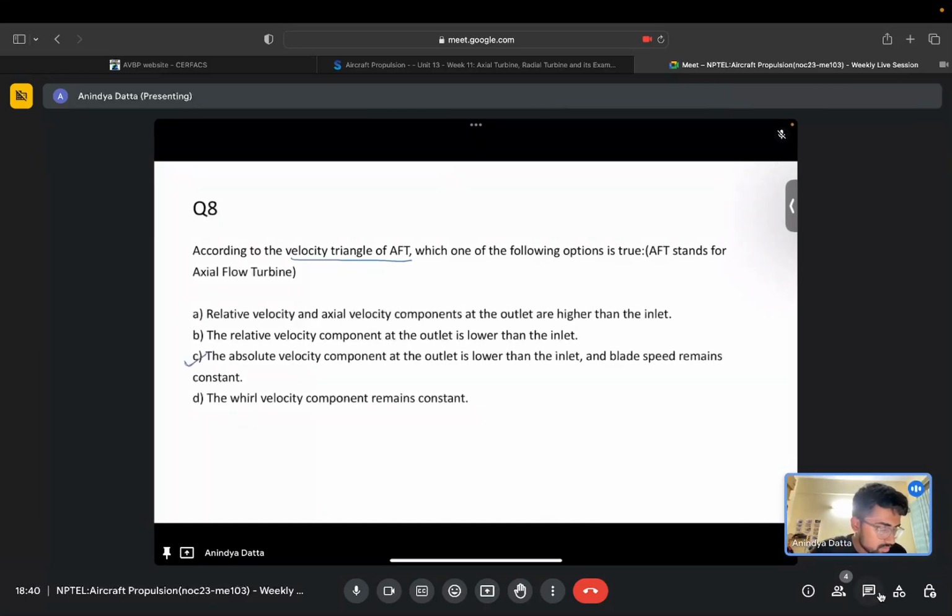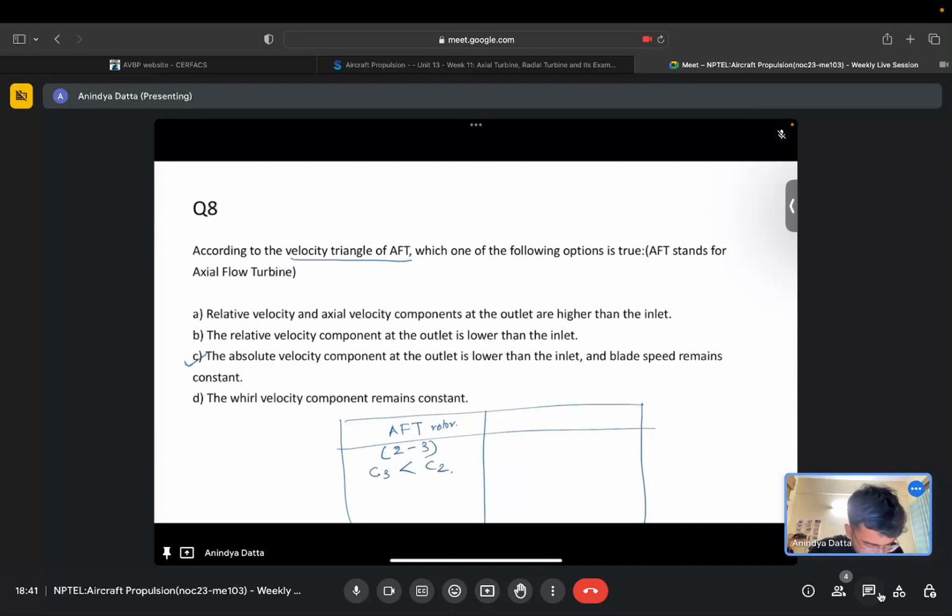What it says is that the axial velocity at outlet is lower than at inlet. Let me write this again. For the axial flow turbine rotor, 2 is the inlet and 3 is the outlet. The absolute velocity is lower, so C3 is less than C2. The relative velocity is higher, V3 is greater than V2, and your blade speed stays constant, U3 equals U2 equals U, and also the axial velocity component stays constant.